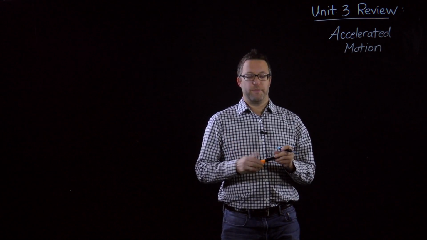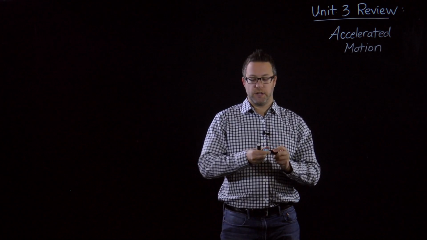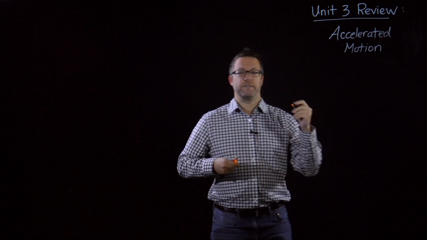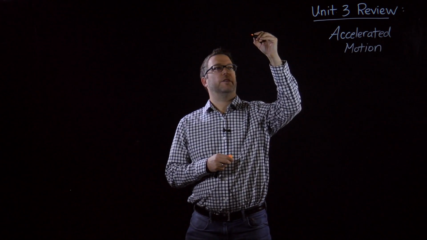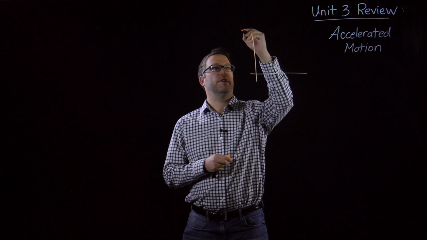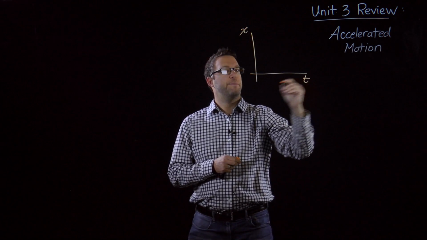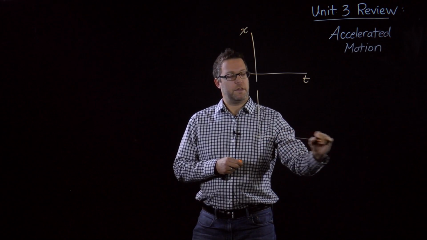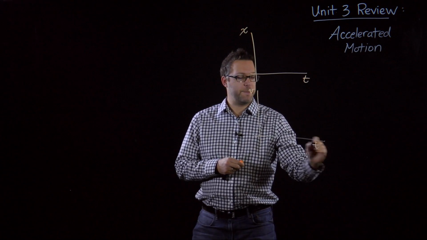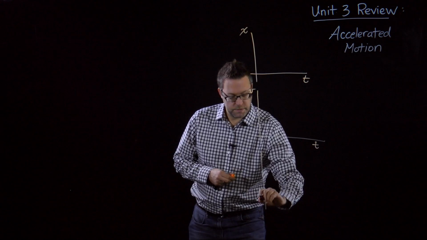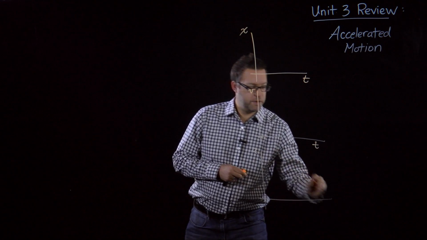So we're going to start off by just taking a quick look at the graphs of motion that we've been talking about. We've had three main graphs: position versus time, velocity versus time, and acceleration versus time.